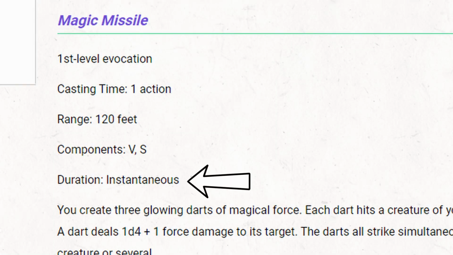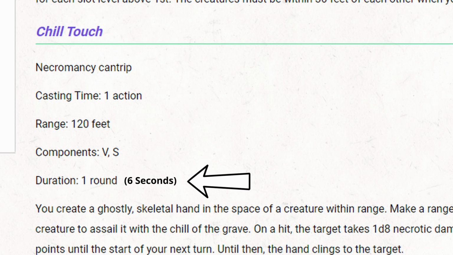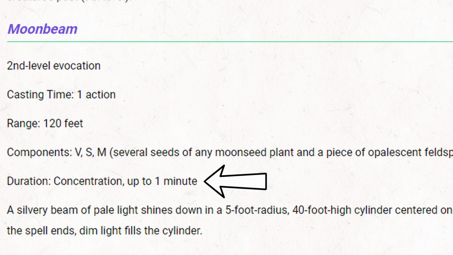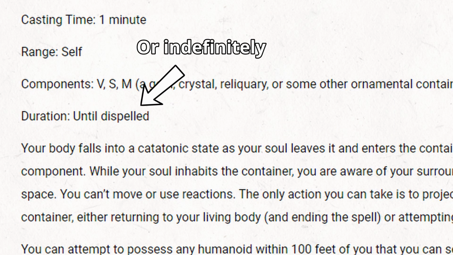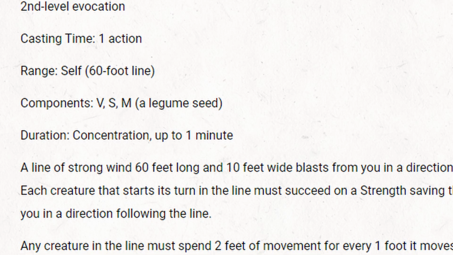The duration of the spell is how long the effect lasts. Some are listed as instantaneous, which means they're over as soon as the effect has taken place. Others can last seconds, minutes, hours, days, even years. If the spell says concentration before the duration, then you have to maintain your concentration for the spell the entire duration in order for it to continue taking effect.